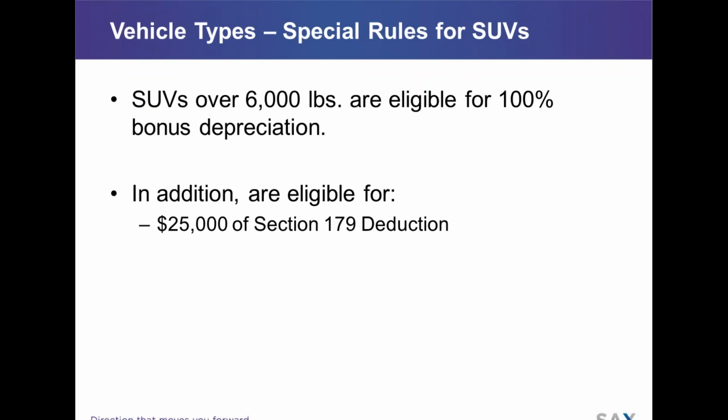So any SUV over 6,000 pounds is actually eligible for 100% bonus. So if you're contemplating buying that BMW sedan or maybe that X5, if the X5 actually weighs over 6,000 pounds, you'll be able to expense, or take 100% of your depreciation, in year one under the bonus depreciation model. And then for Section 179, if you didn't want to take all of it, you can take $25,000 for the Section 179 deduction. Obviously, this is assuming that these cars are all used 100% for business.